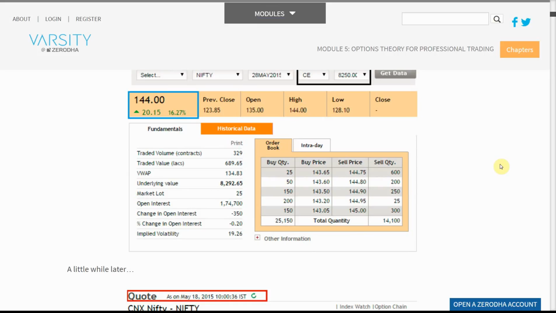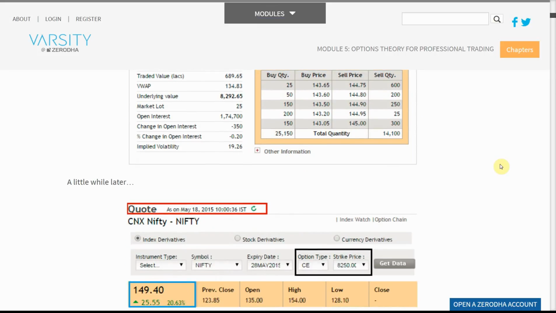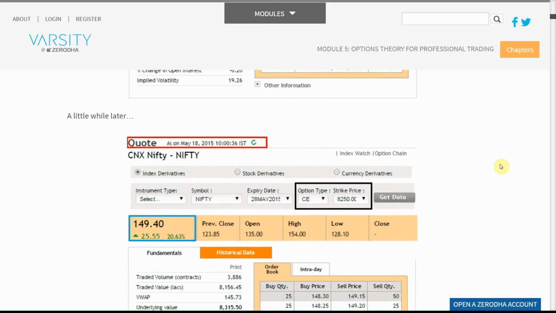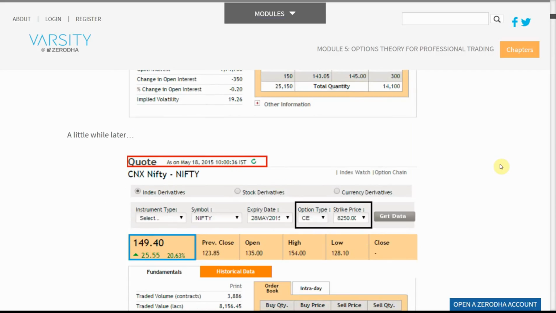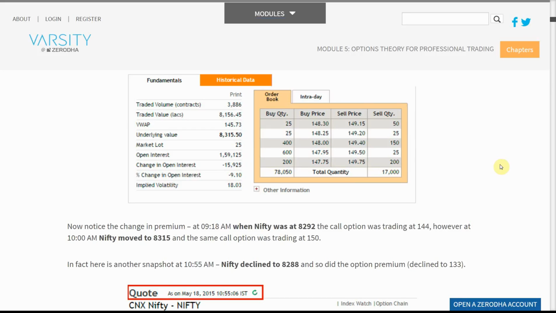However, at 10 a.m. Nifty moved to 8,315 and the same call option was trading at 150. In fact, here is another snapshot at 10:55 a.m. Nifty declined to 8,288 and so did the option premium. Declined to 133. From the above observations, one thing stands out very clear: when the value of the spot changes, so does the option premium.